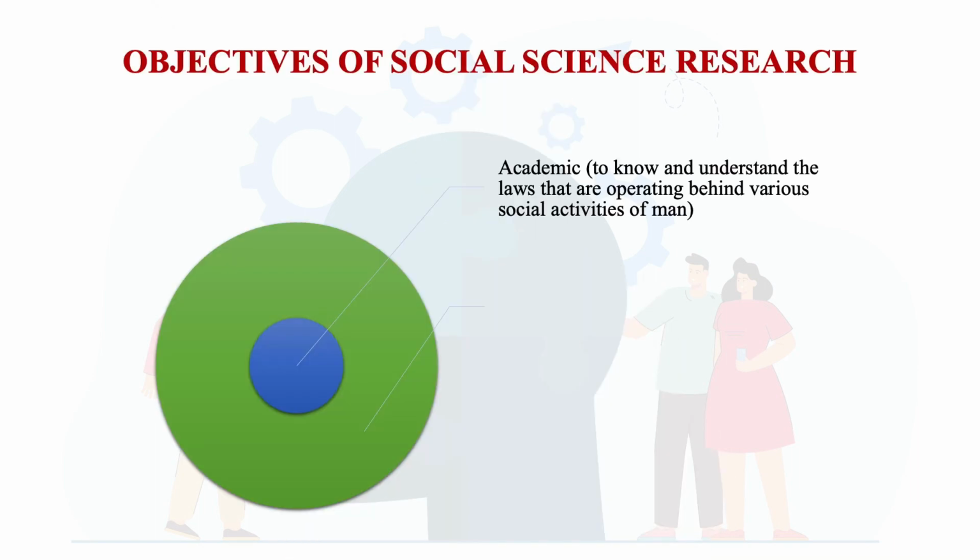When we talk about the objective of social science research, there are two objectives which are very dominant. One is academic, where we talk about university disciplines, and especially this aspect we understand as the various social activities of man, how we academically study them, creating new knowledge, and in fact research and all these are involved.